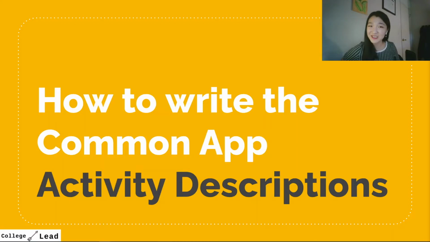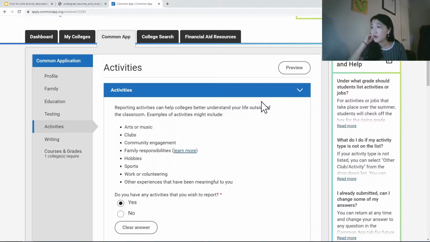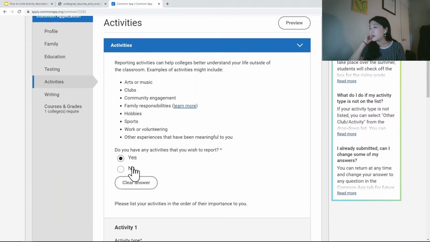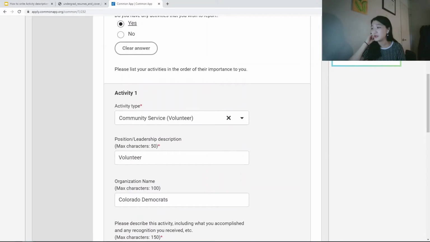So with that, let's get started. Before we dive into the details, let me first show you where to find the Common App activity section. So now I am in the Common Application. So if you navigate to the Common App here, go to Activities, and you'll come to this section right here. So you'll have the option to say whether you have any activities you wish to support.